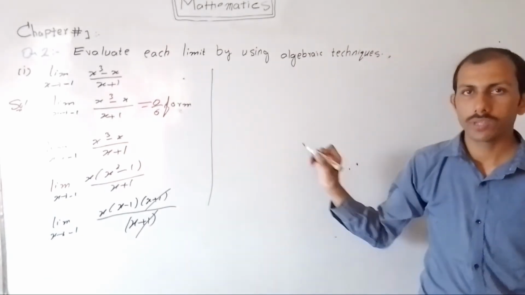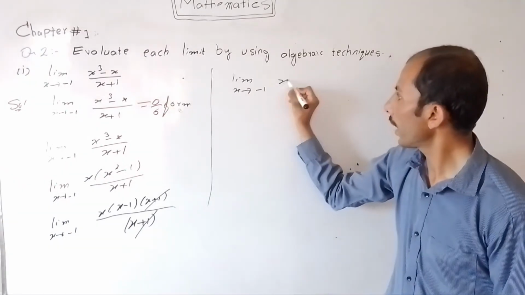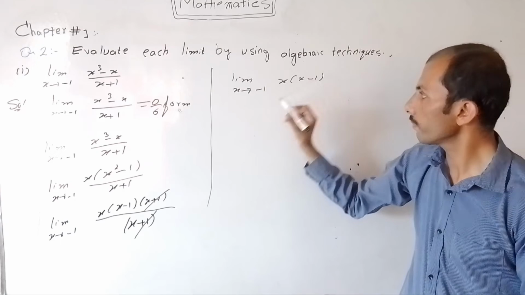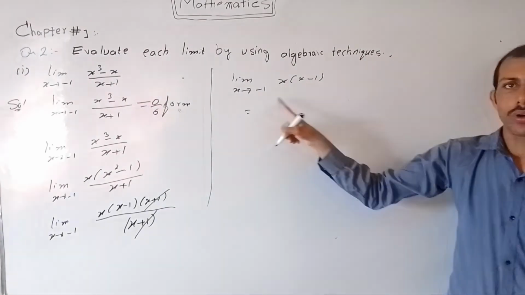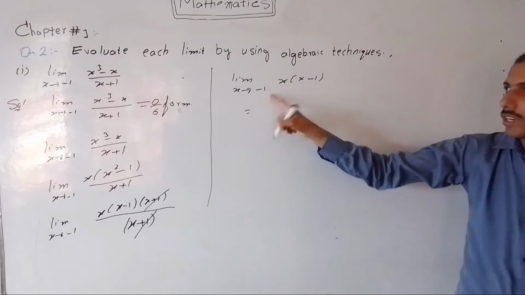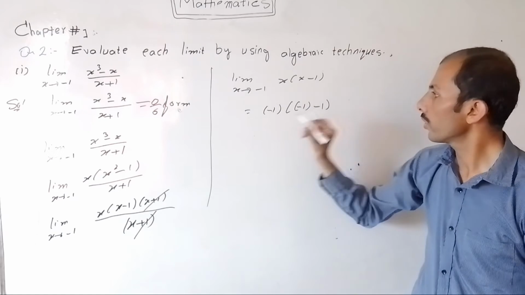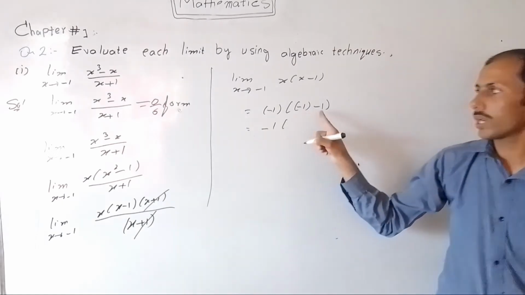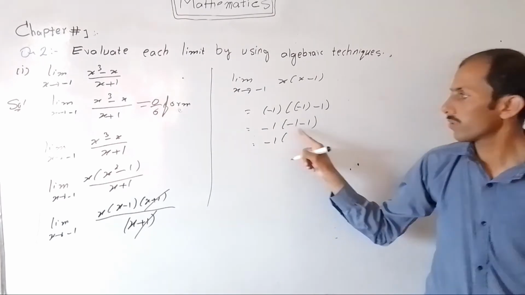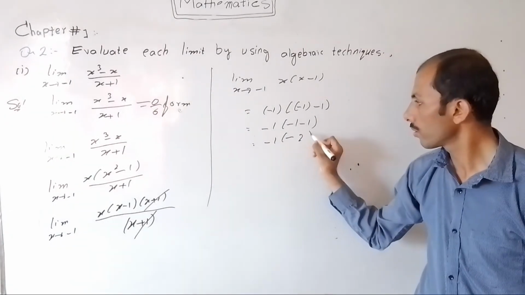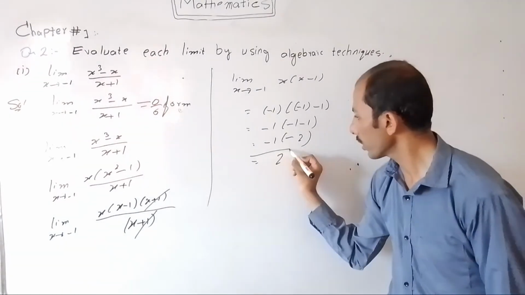Next, limit x approaches to minus 1, x into x minus 1. So applying limits as x approaches to minus 1, so minus 1 into minus 1 minus 1, which is equal to minus 1 into minus 1 minus 1, minus 2. Minus 1 multiply minus 2 is equal to plus 2, which is the required solution.